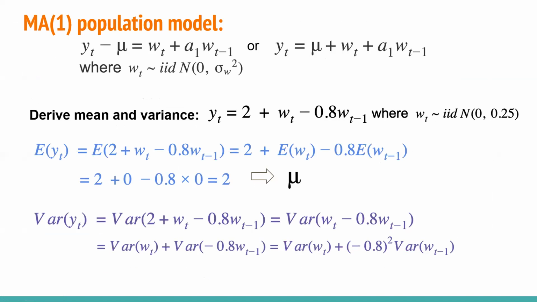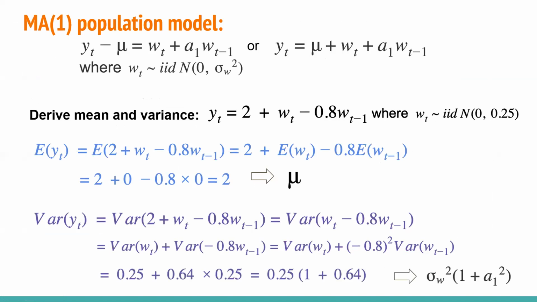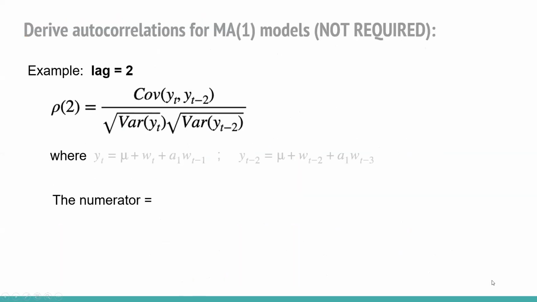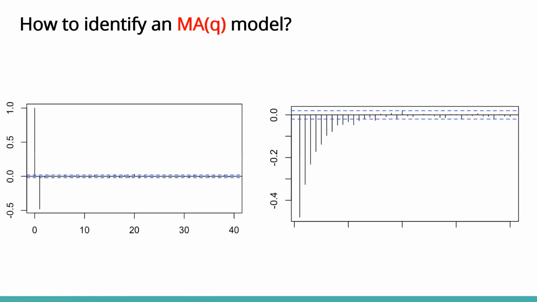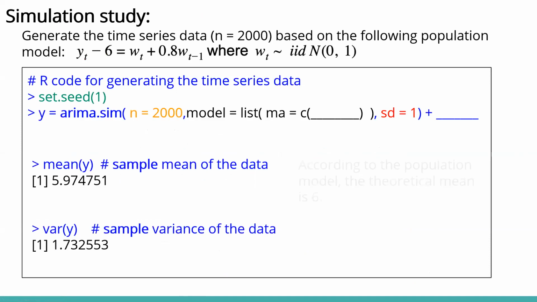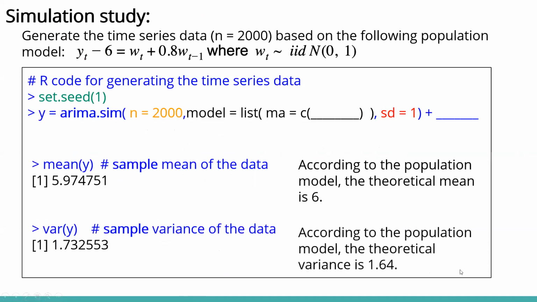I think it's not this one. So when you make use of the formula right here, because you know the variance of the white noise, and you know the parameter in your model, you can find the theoretical variance that I talk about. So how do I get that 1.64?